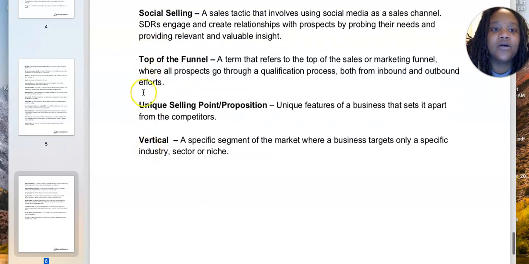Same thing. Okay, so next we have unique selling point or proposition, which is the unique feature of a business that sets it apart from its competitors. This is very, very important because this will help you when you're selling. It's vice versa. So just like every company should have a competitive advantage in what they offer that their competitors don't, not only that, you need to know what your unique selling point is about your company.